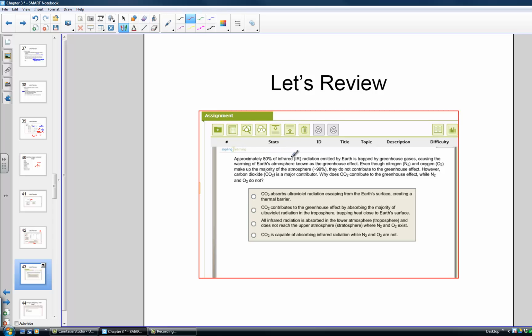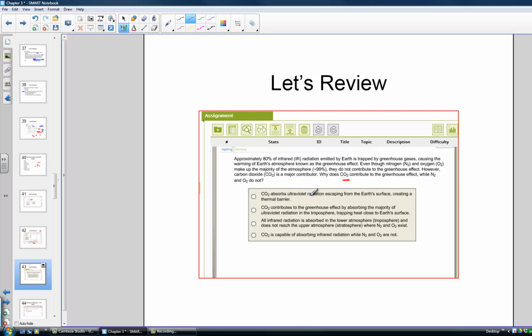Approximately 80% of the IR radiation emitted by Earth is trapped by greenhouse gases, causing the warming of Earth's atmosphere known as the greenhouse effect. Nitrogen and oxygen, which are the majority of the atmosphere, about 99%, are not greenhouse gases. CO2 is a major contributor. So, a long-winded question to review. Why is CO2 a greenhouse gas, but nitrogen and oxygen aren't?